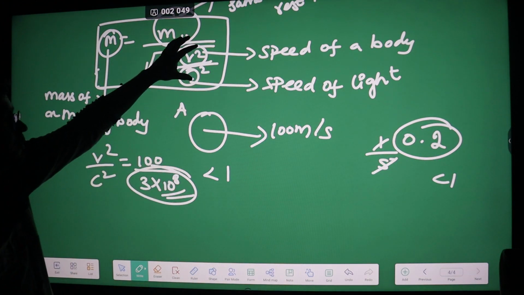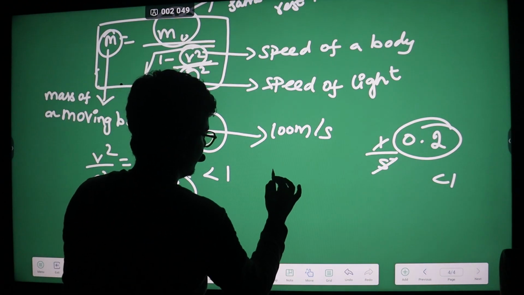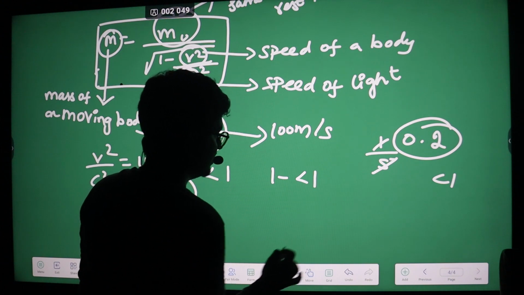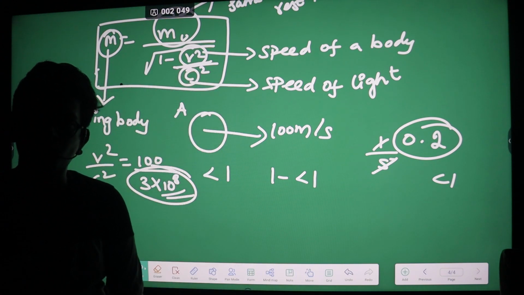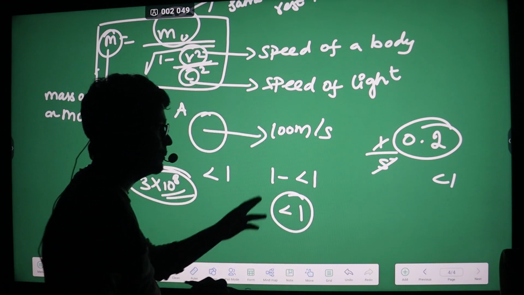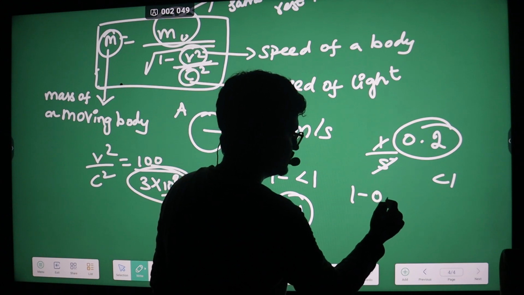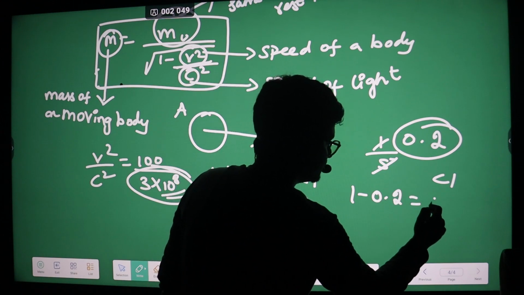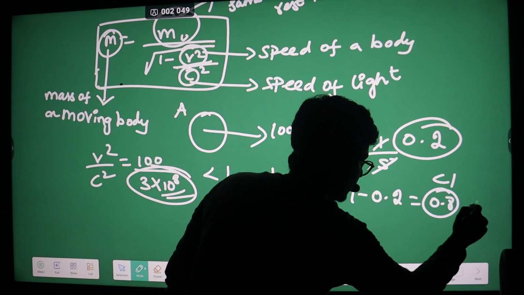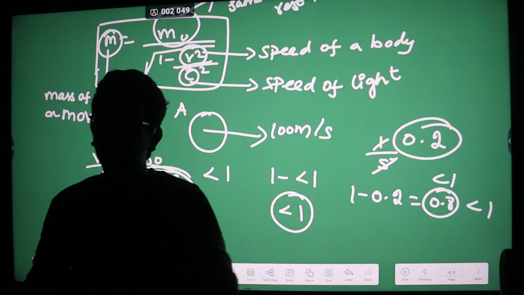So here v square upon c square is solved. Now 1 minus v square upon c square, that is 1 minus lesser than 1. What will we get? We will get lesser than 1. How am I saying 1 minus lesser than 1 is lesser than 1? Because 1 minus, just assume it is 0.2, is nothing but 0.8, which is less than 1. So 1 minus a lesser than 1 value is always going to be less than 1.